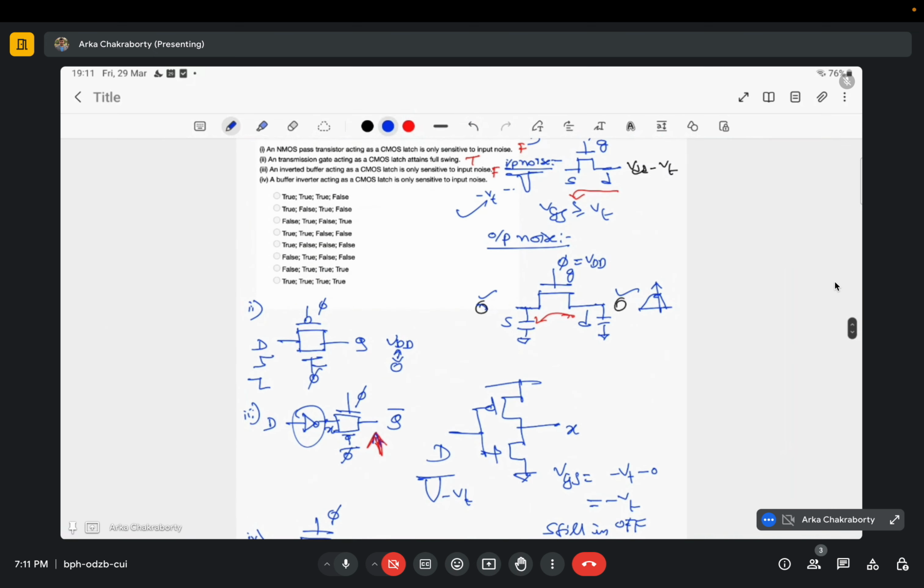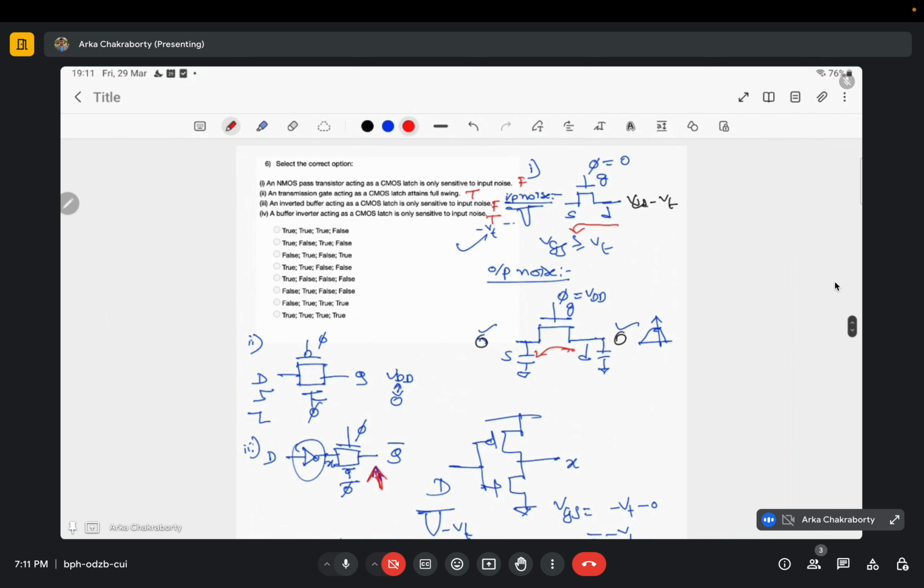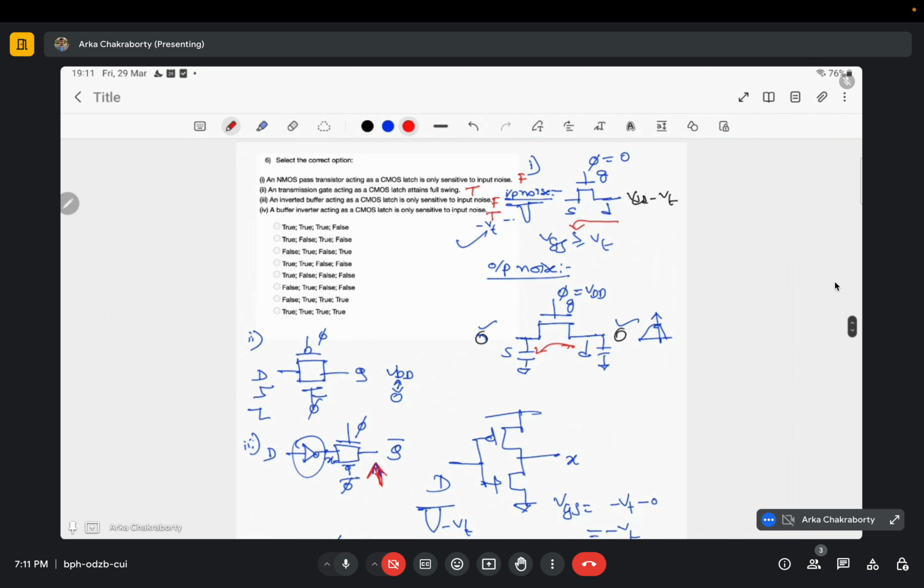So what was the statement? A buffer inverter acting as CMOS latch is only sensitive to input noise, which is true. So the correct sequence is false, true, false, true. So this one.